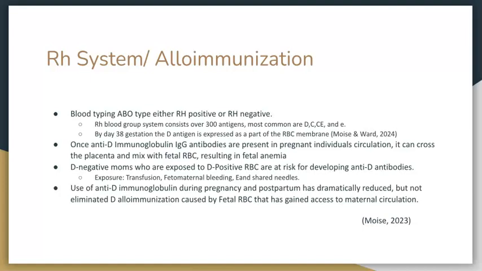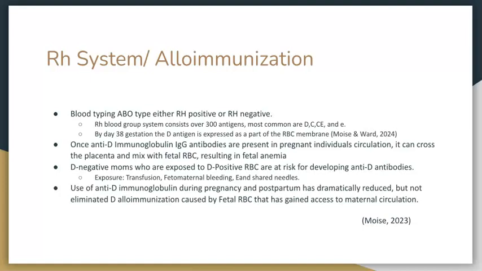In this presentation, we'll mainly be covering D, but a lot of the management is universally the same for other positive antigens. So by day 38 of gestation, the D antigen is expressed as a part of the red blood cell membrane. Once the anti-D immunoglobulin IgG antibodies are present in an individual's circulation, they can cross the placenta and mix with fetal red blood cells, resulting in fetal anemia.